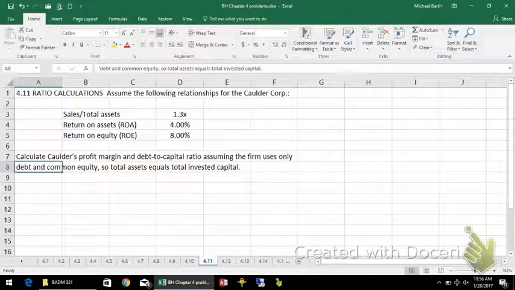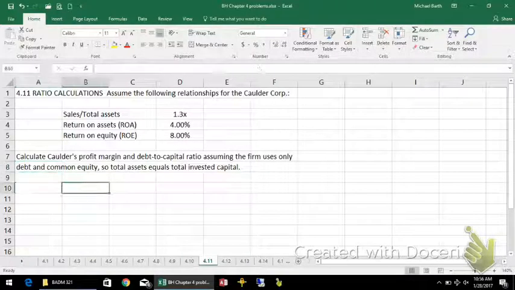All right, Brigham and Houston, I swear to God, this used to be a better book. Oh well. Let's go ahead and solve for this tortured language in the textbook.